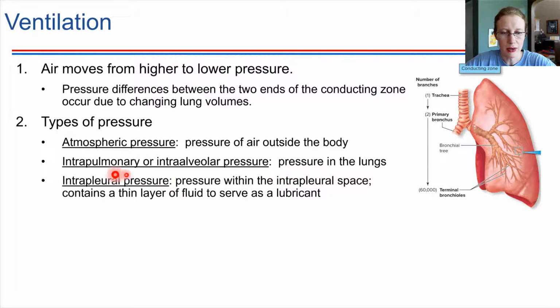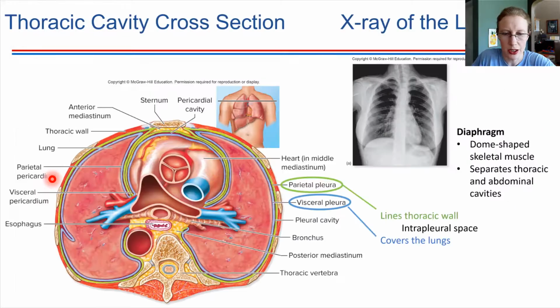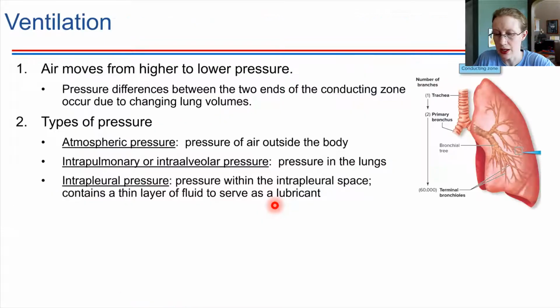We also have, between those pleural membranes, intrapleural pressure. This is something you might not have thought about before. Intrapleural pressure, what is that? Let me just go back to this picture. There is pressure between those two pleura right there. And this is really key for keeping the lungs inflated, keeping them from collapsing. We'll see that again in just a minute.